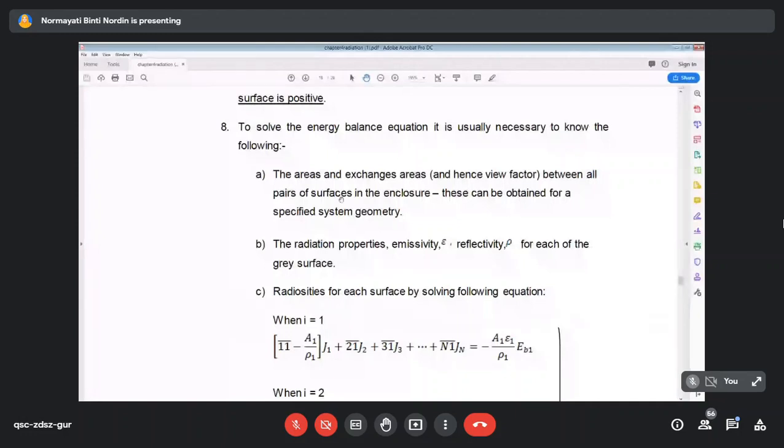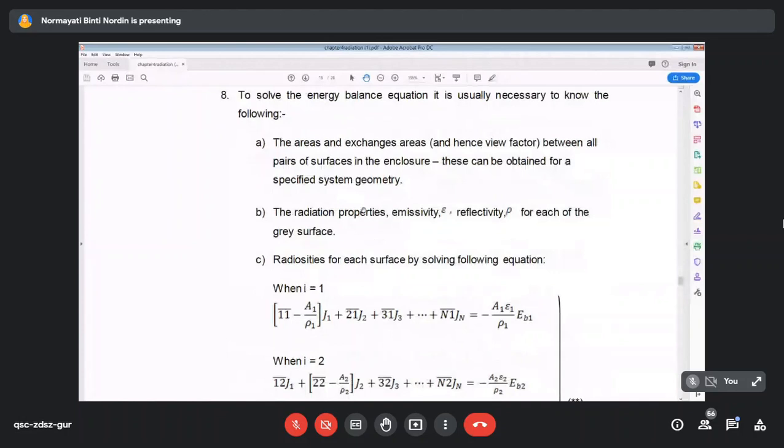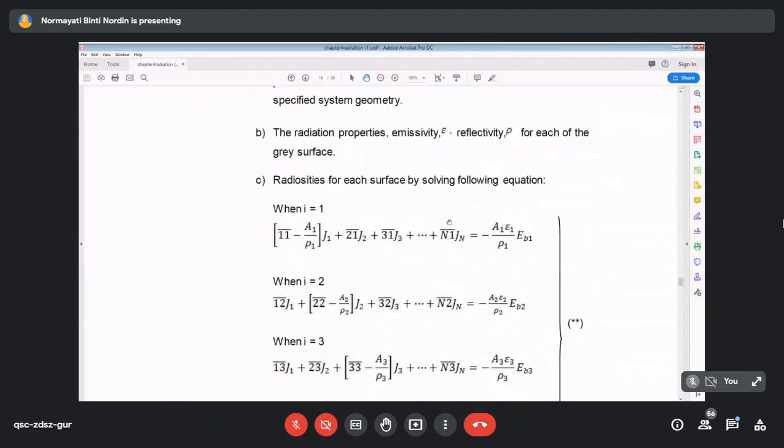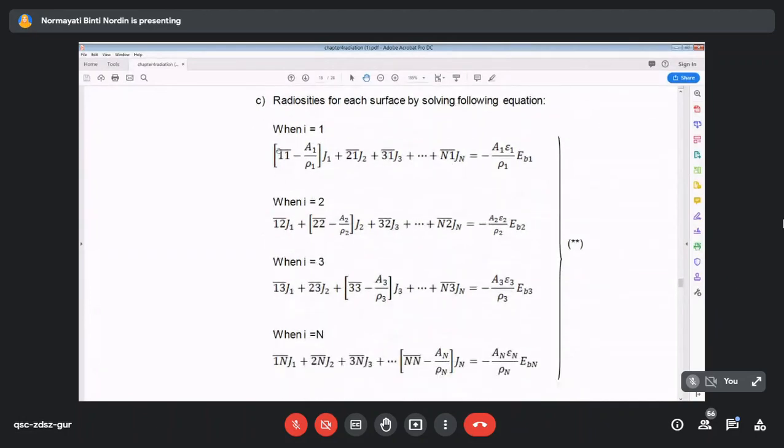And then you also need to find the properties of each zone or surface that you have subdivided, in terms of emissivity and reflectivity. And then to solve for radiosity, you guys will use this formulation. You need to be familiar with this formulation to solve problems with real materials or grey surfaces. Why? Because from this formulation, you can solve depending on how many surfaces you have split earlier.